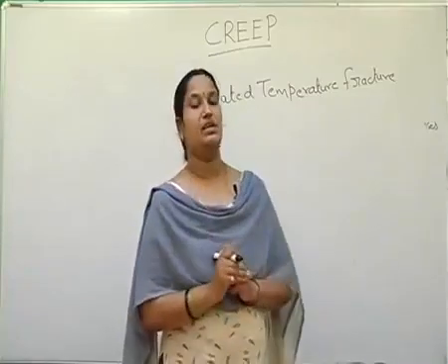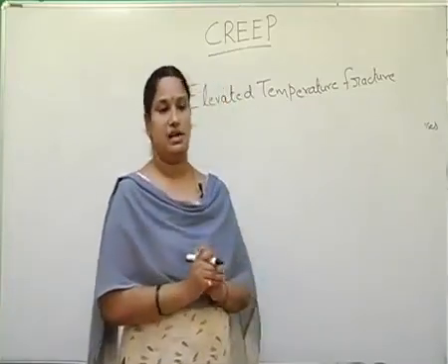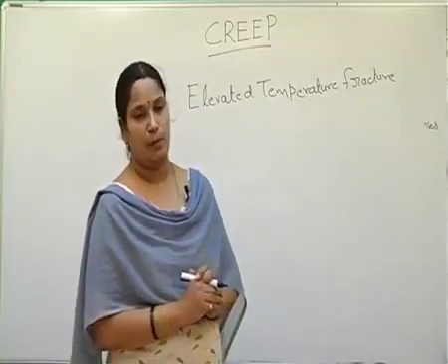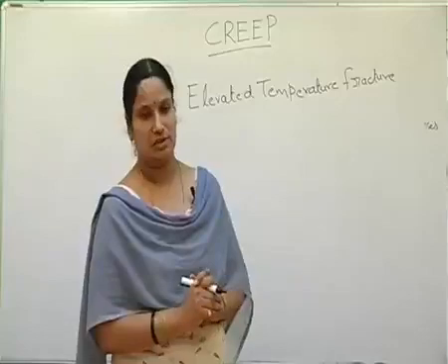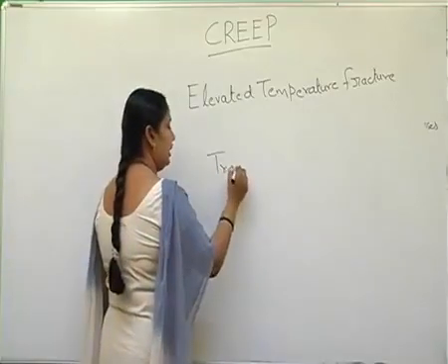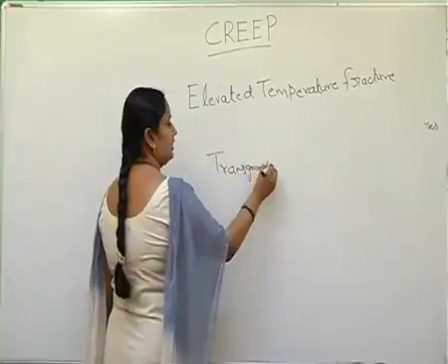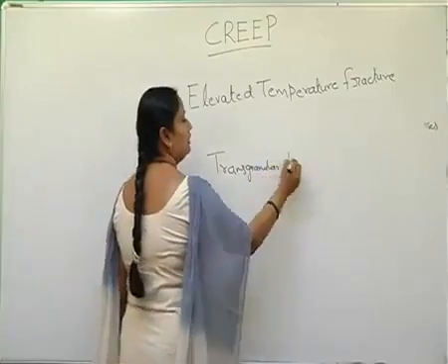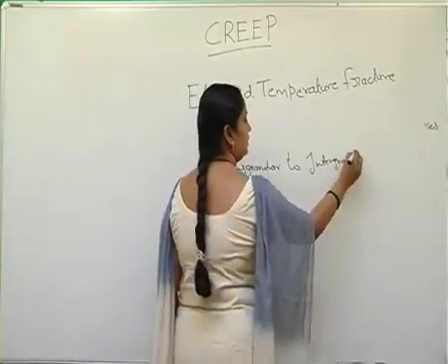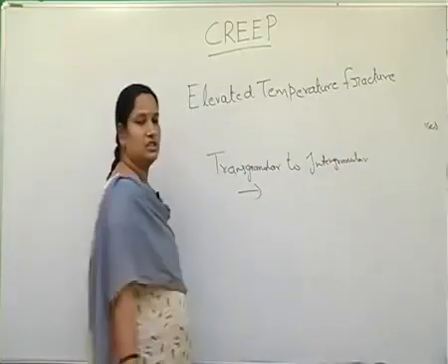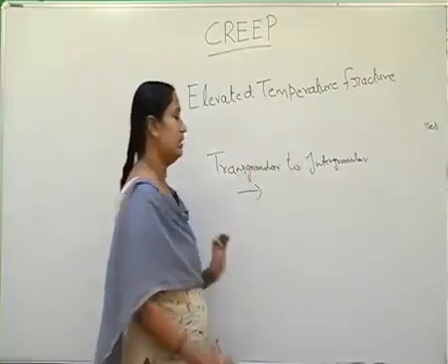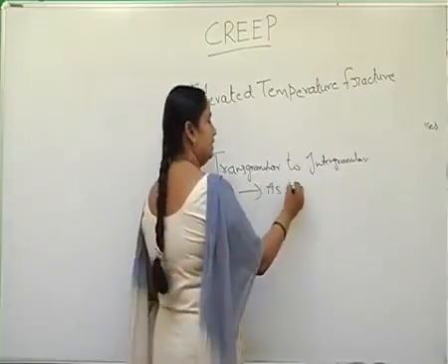As temperature increases, there is a transition in the fracture of metals from transgranular to intergranular. That means there is a transition from the transgranular fracture mode to the intergranular fracture mode as temperature increases. So there is a fracture transition in the case of metals from transgranular to intergranular as temperature increases.